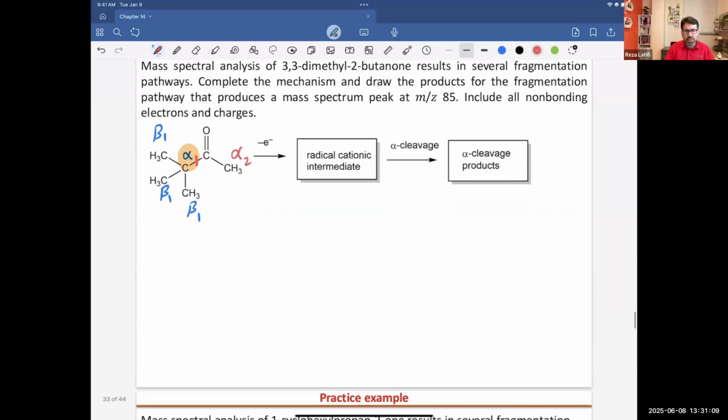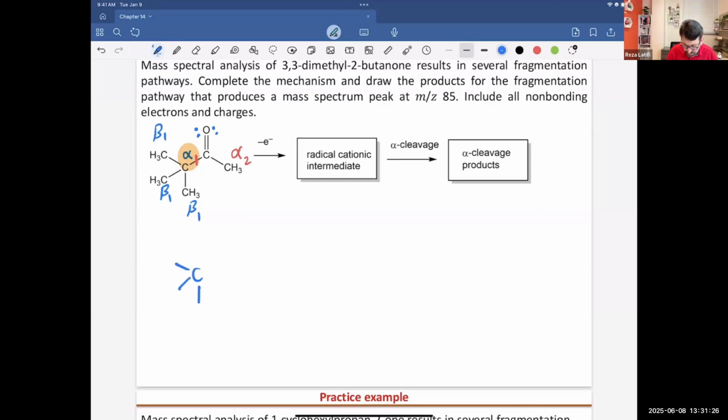The first step, we have the radical cation. Remember, oxygen is carrying 2 lone pairs, so the first thing that is going to happen is that oxygen will lose one of its electrons. So we will get this species: carbon attached to 3 methyl groups, and then we have the carbonyl. Now I'm going to leave only one of the electrons. Next, we have CH3. I'm going to call this one M plus dot, and M over Z for it is going to be 100.